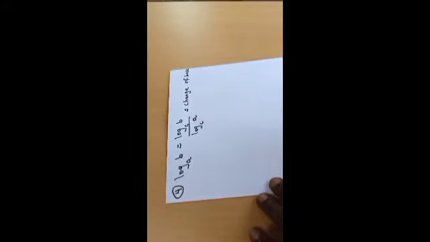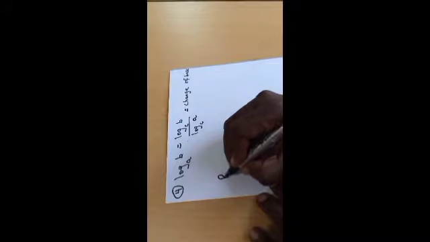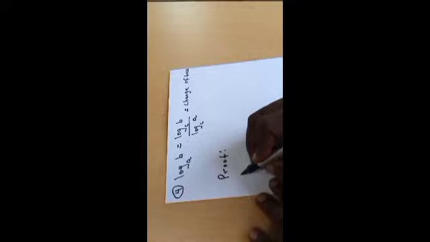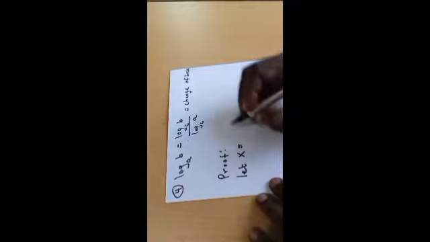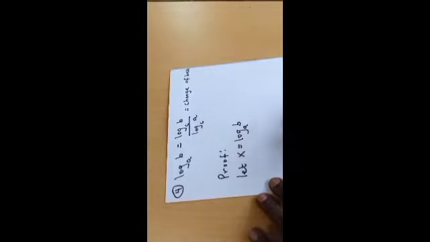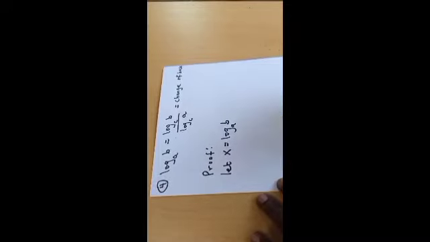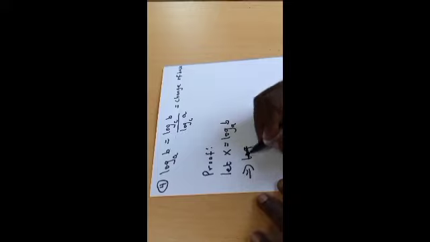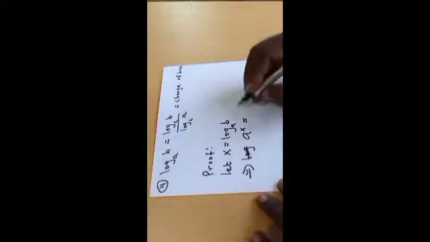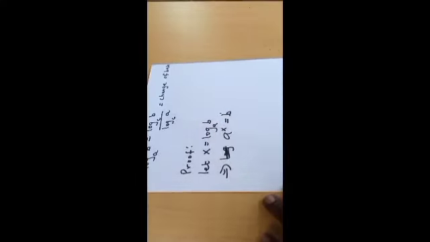So how do we prove this? The proof of this formula: I am going to let x be equal to log base a of b. This implies that a to the power x is equal to b.